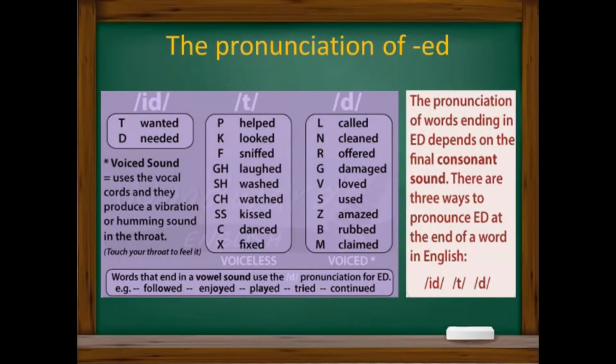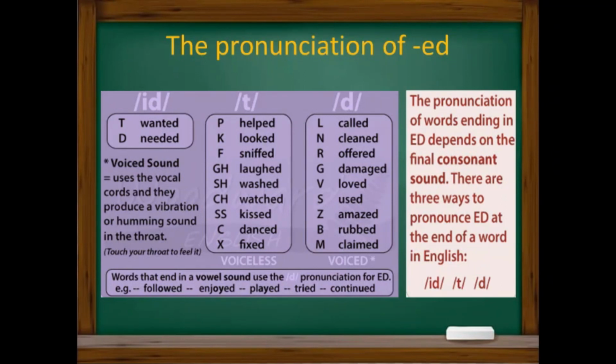Now we're going to talk about the different sounds of ed endings. The pronunciation of words ending in ed depends on the final consonant sound. There are three ways to pronounce ed at the end of a word in English. It can be pronounced id, t, or d. If the last consonant sound of a word is t or d, the ed will sound id and creates another syllable, just like wanted, needed.